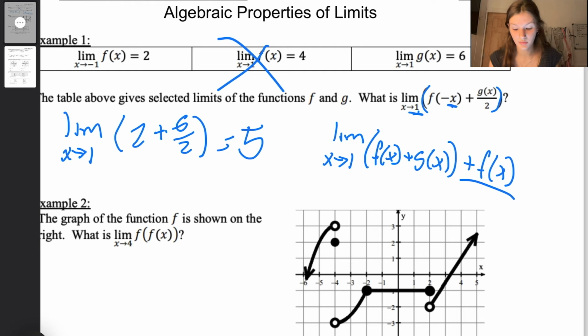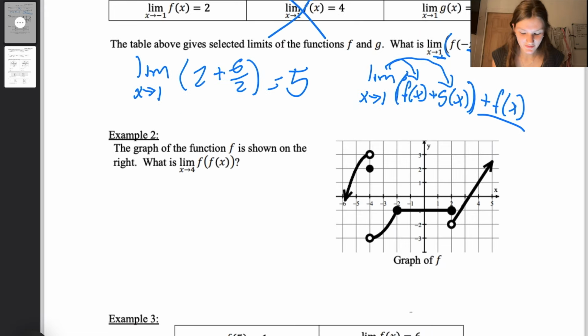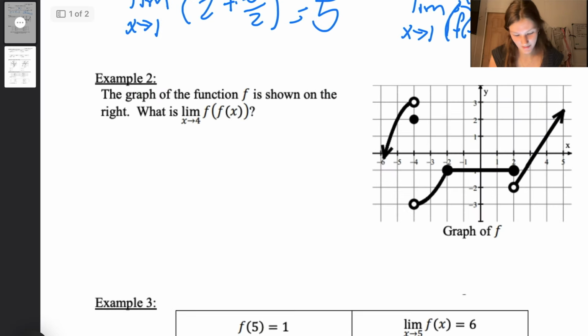That just means the point f of x. Because these are in the parentheses of the limit, you're taking the limit of that. It's like redistributing the limit to all these things. This is separate, it's additive. So, a little known fact for you guys, that's going to help.